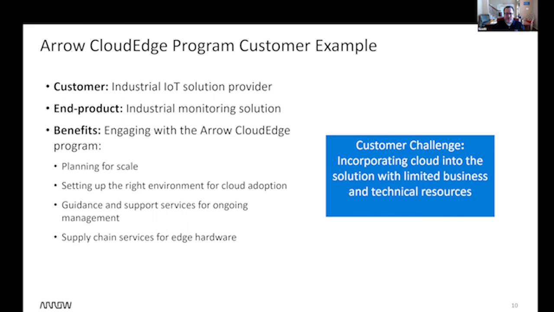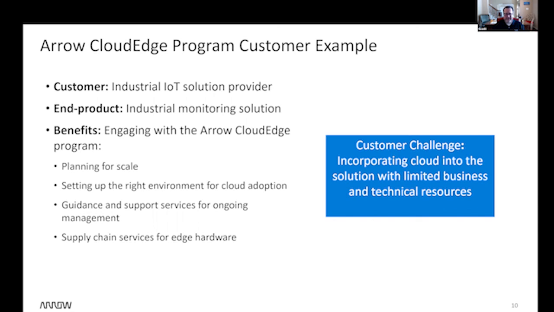The benefits they saw with the Arrow and the CloudEdge program was planning to scale. They could see how they could leverage Arrow to get to more customers and scale their solutions. That included bringing the right hardware, the right cloud Azure environment to adopt. And we help guide them through the support services and ongoing management of the device. Supply chain services are very important to them. Once again, if you have a customer and you have a solution, but you can't get the devices that need to go for monitoring, the hardware, the solution wasn't going anywhere.